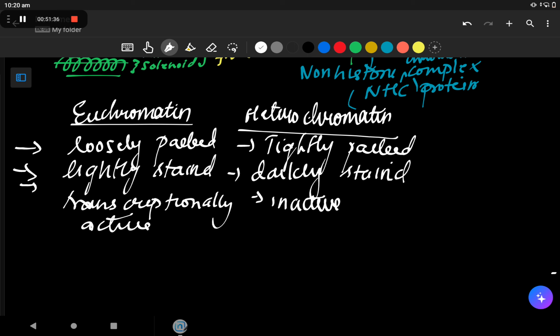Euchromatin contains actively expressing genes, it is transcriptionally active, whereas heterochromatin is inactive. Euchromatin is lightly stained, whereas heterochromatin is darkly stained. Euchromatin will look like this, like beads on a string. Whereas heterochromatin will look like this.